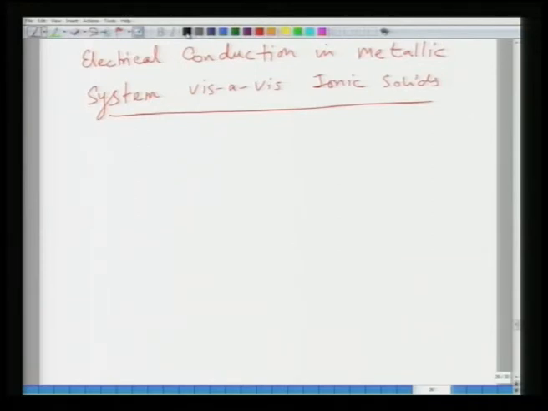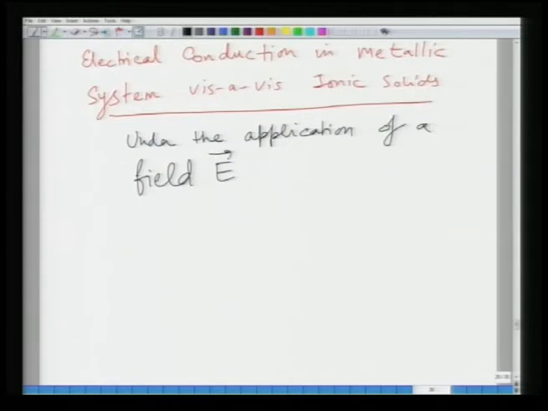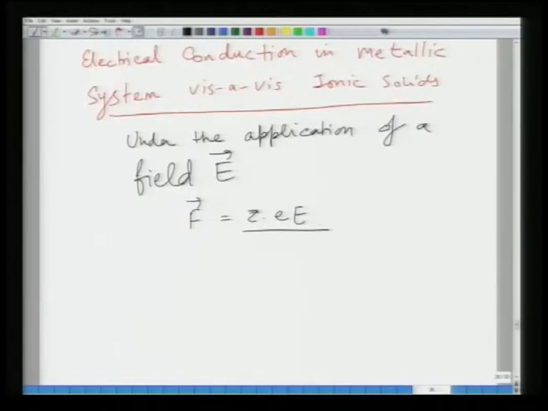So, under the application of an electric field E, the force on an electron F is given as ZeE. Now, when you apply a force to an electron, it acquires a velocity. The question is, does it keep on accelerating, or is there something else which stops the electron from accelerating indefinitely?